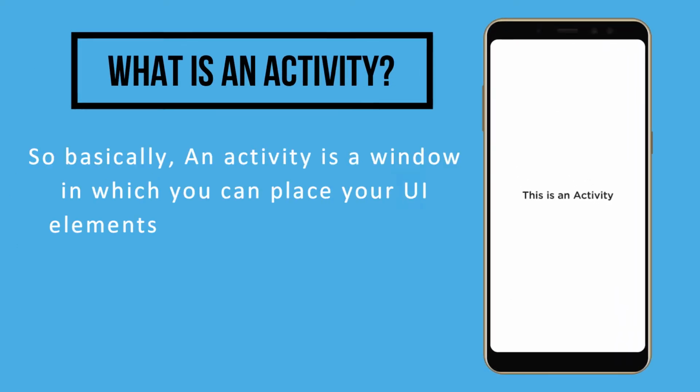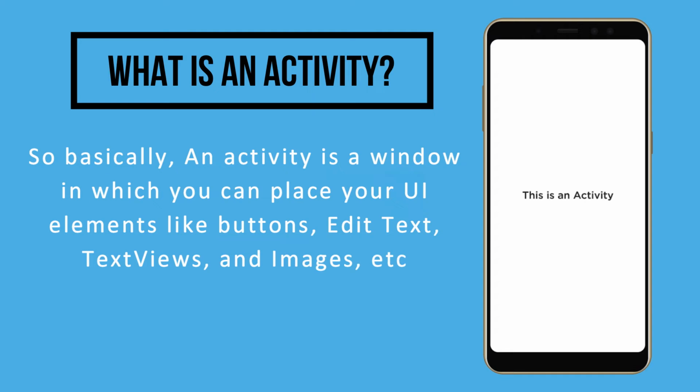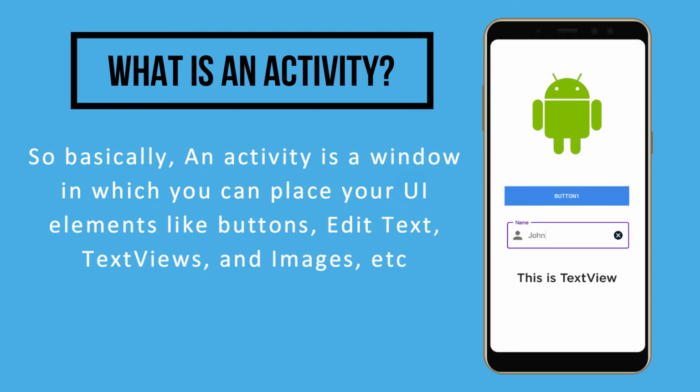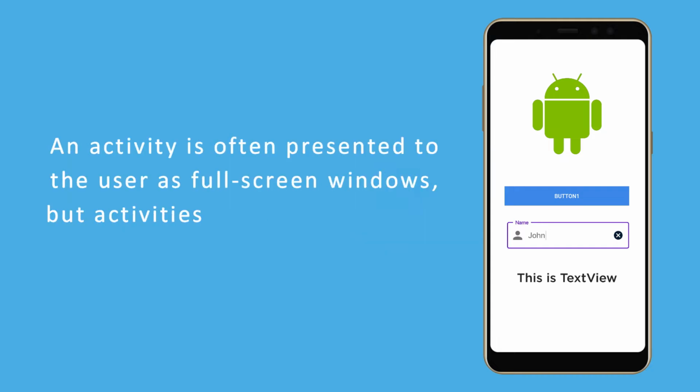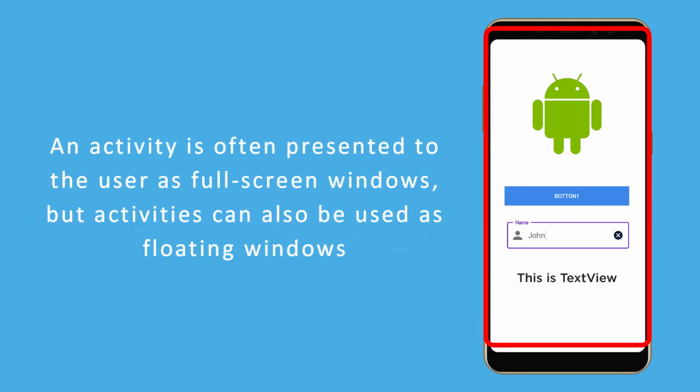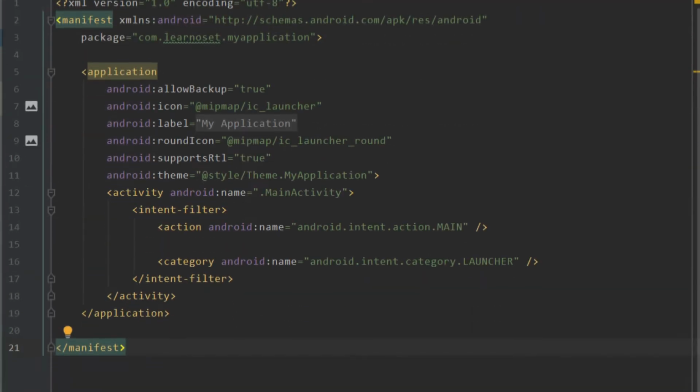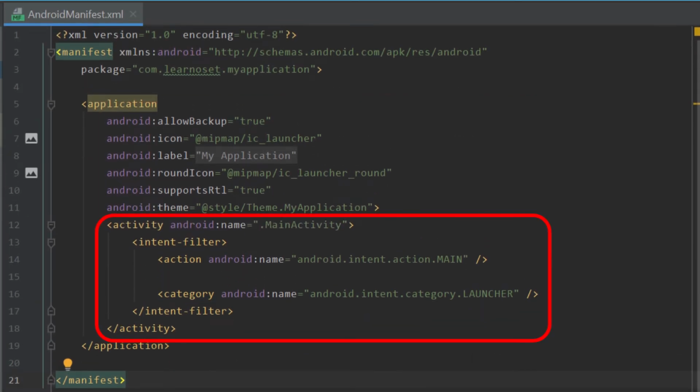So basically, an activity is a window in which you can place your UI elements like buttons, edit text, text views, and images, etc. An activity is often presented to the user as a full-screen window, but activities can also be used as floating windows. To create an activity, you need to declare it in the Android manifest file.